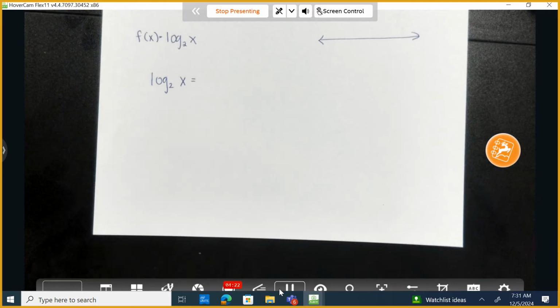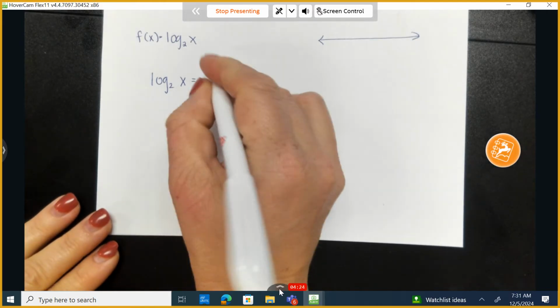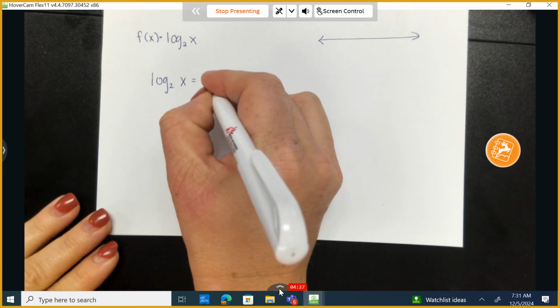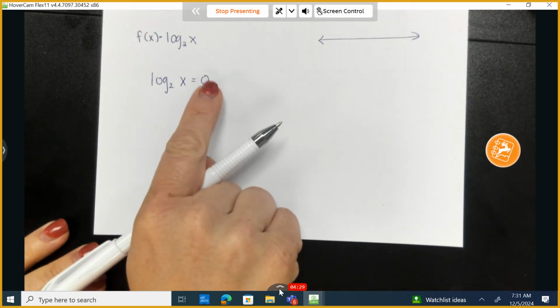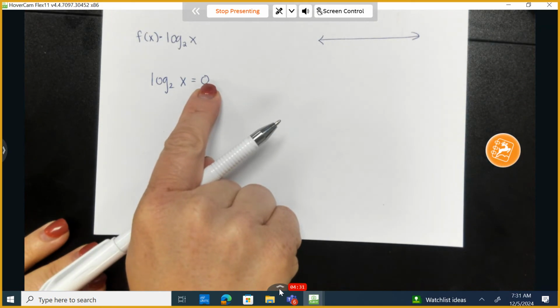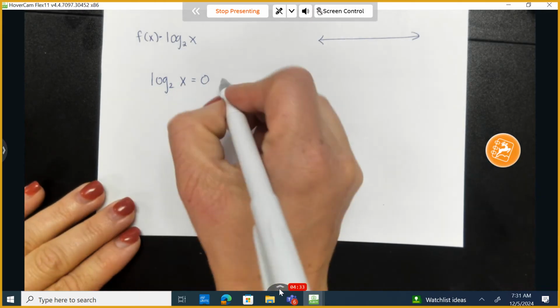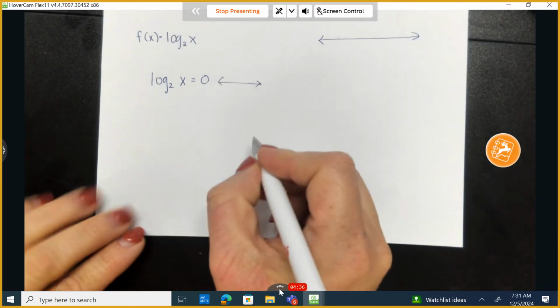So let's rewrite this in exponential form. Let's just start with 0. So I'm going to put a 0 here. If the output was 0, what would the input have to be? I'm going to rewrite this in exponential form, and I think you'll have a better idea.